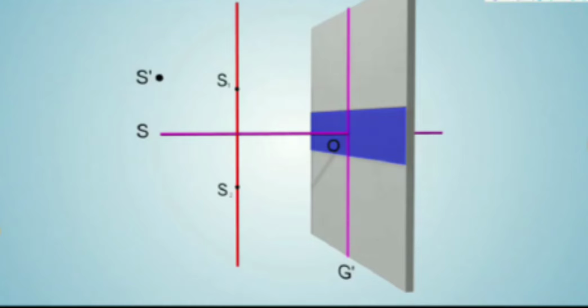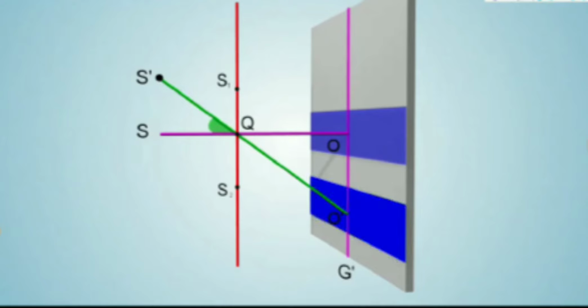Let point Q be the midpoint of S1 and S2, and the angle SQS' be phi. The central bright fringe is now shifted from O to O'. The location of O' is such that all the 3 points S', Q, and O' lie on a straight line, and angle SQS' is equal to angle OQO'.